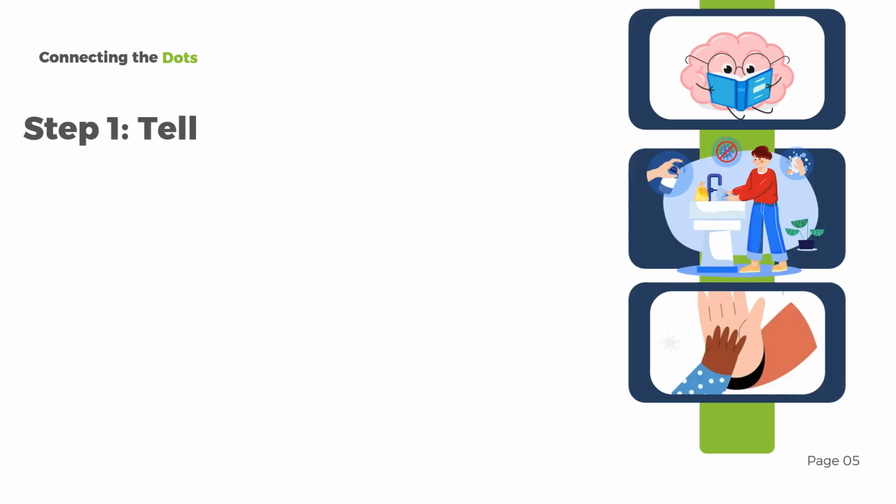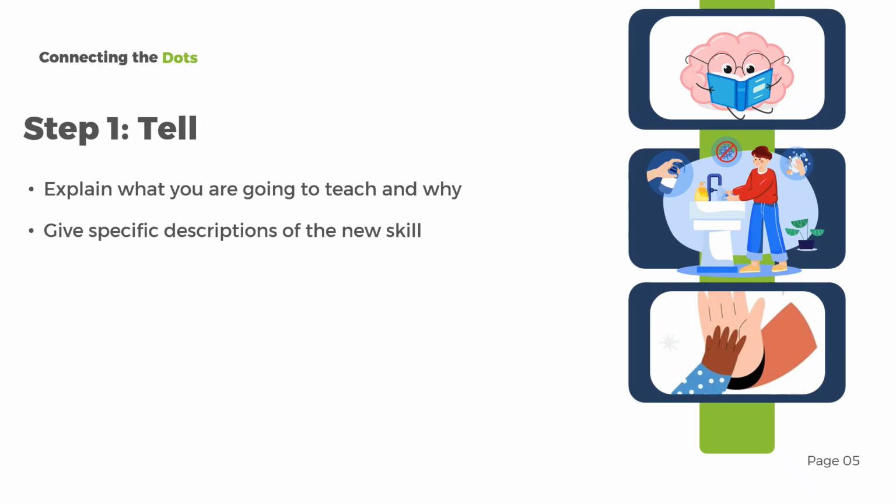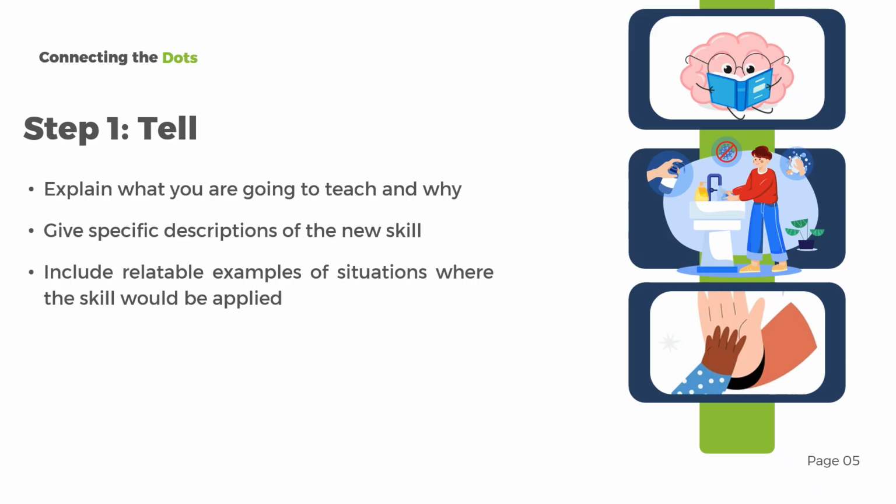Let's talk about the first step, tell. And tell. Get it? A little pun for you there. What you'll do here is you'll introduce the skill you are going to teach your learner and why it is important. You'll describe the skill specifically and also include relatable examples of situations and or places where a learner may need to perform the skill.